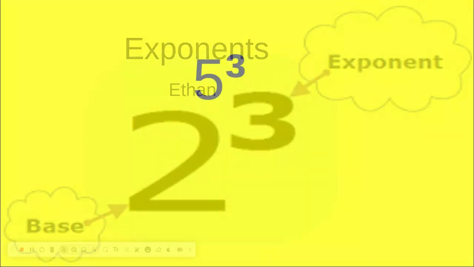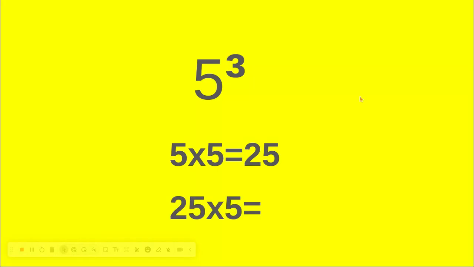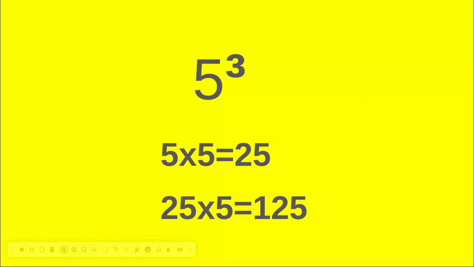For example, 5 to the power of 3 is 5 times 5 times 5. And that's the easier way to do it. So 5 times 5 equals 25, and 25 times 5 equals 125.